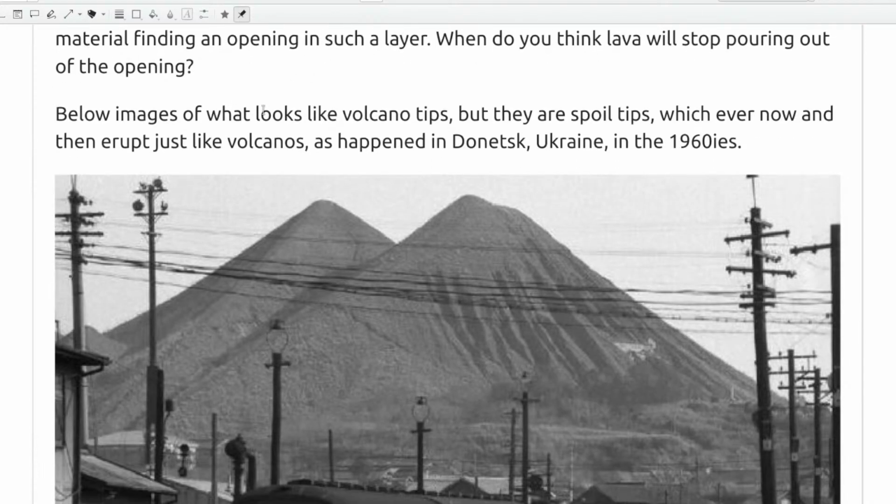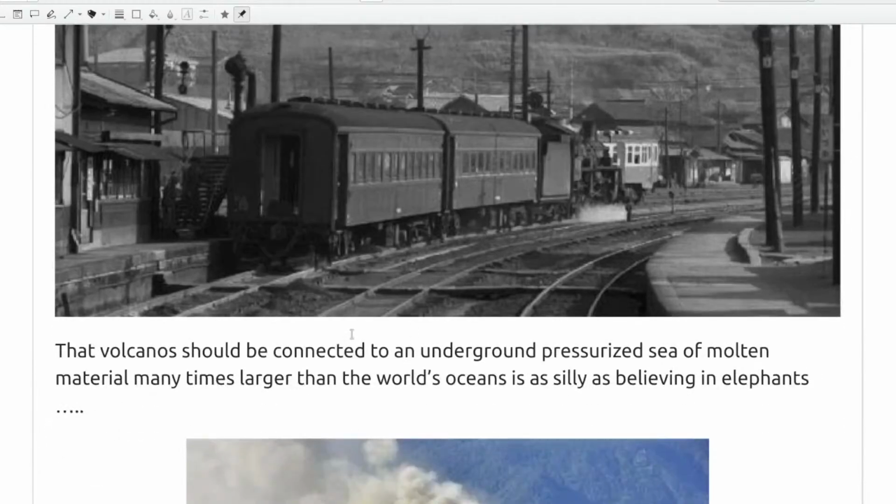Below are images of what looks like volcano tips, but they are spoil tips, which every now and then erupt just like volcanoes, as happened in Donetsk, Ukraine in the 1960s. The volcanoes should be connected to an underground pressurized sea of molten material many times larger than the world's oceans, as silly as believing in elephants.